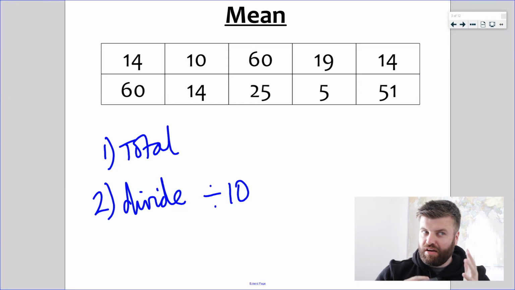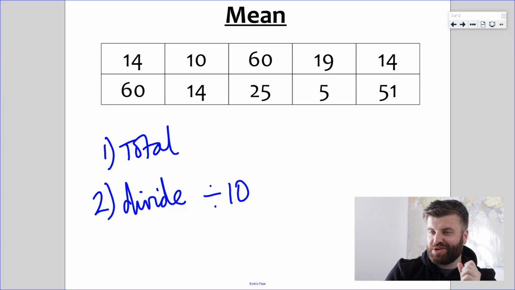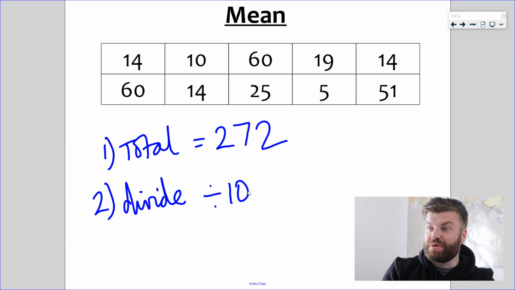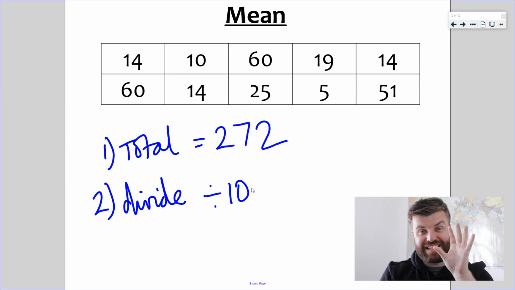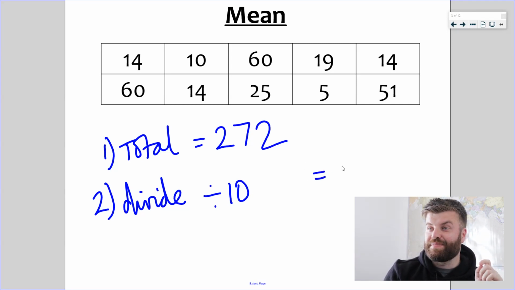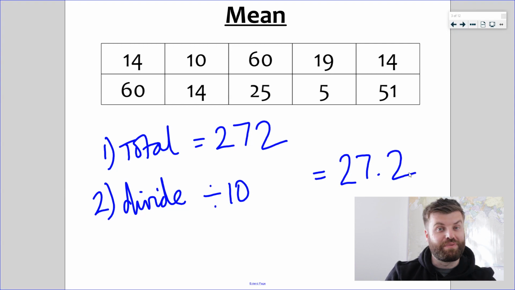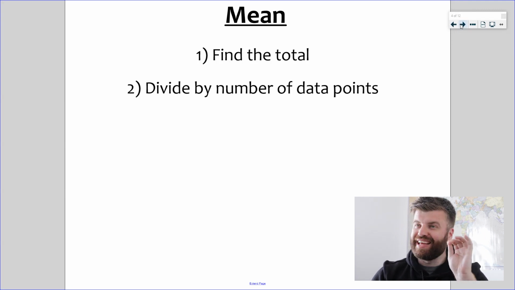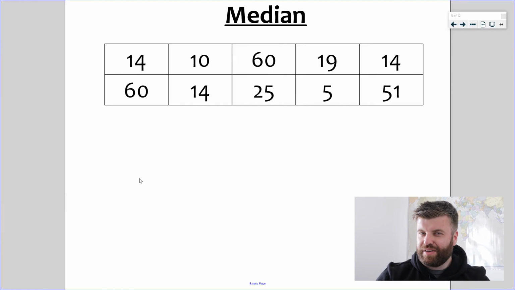Now, after some quick off-camera mental maths, we know that the total of this data set is 272. Now, remember, when you're calculating the mean, it's okay to go into decimals. So when we're dividing by 10, luckily we can just use our place value chart in our minds, shift the digits down one place, and we can calculate the mean as 27.2. For those of you taking notes and who want a quick summary, look at the screen now because it says, for the mean, step one, find the total. Step two, divide by the number of data points. Simple. Now let's take a look at median.